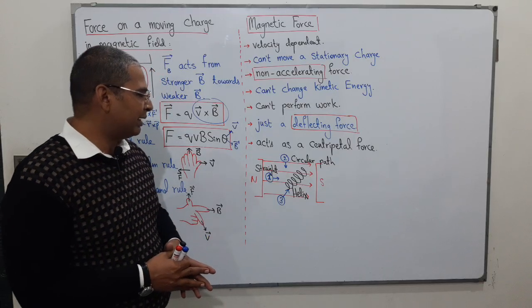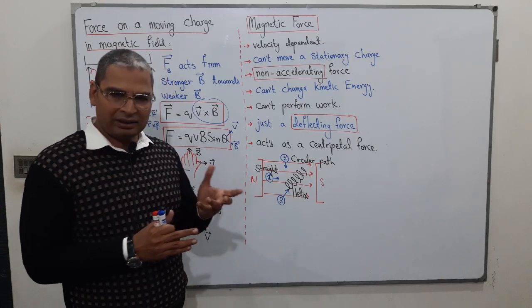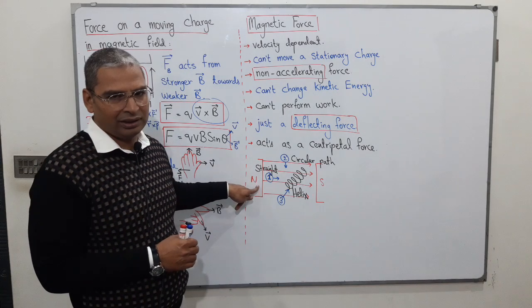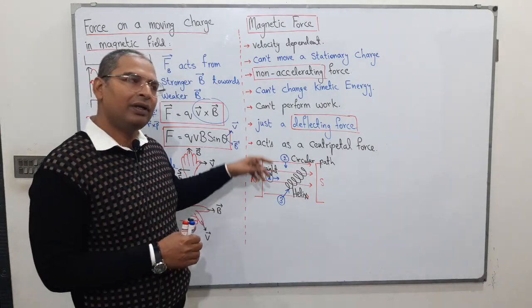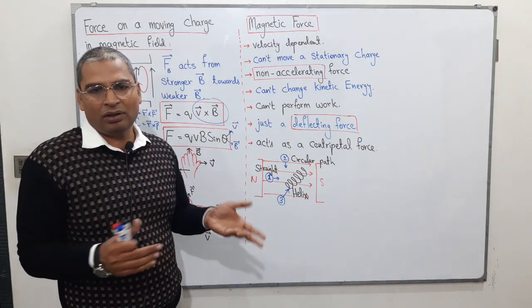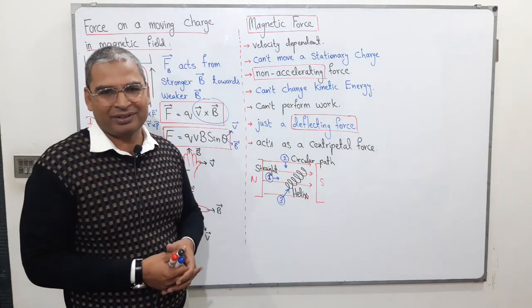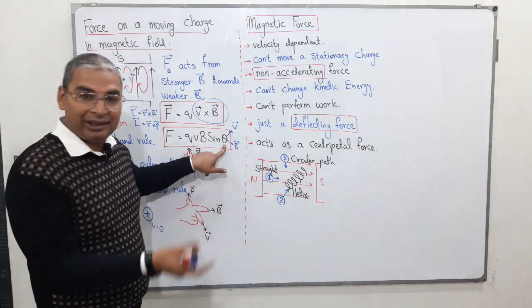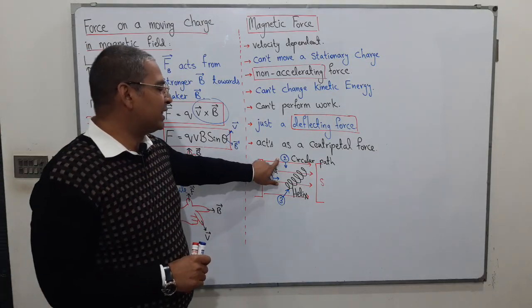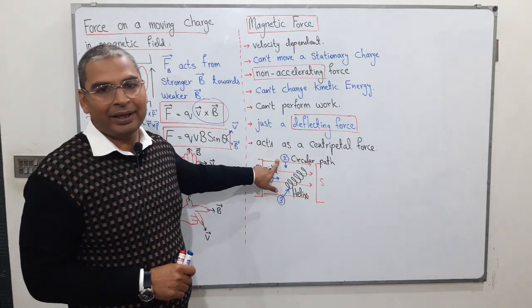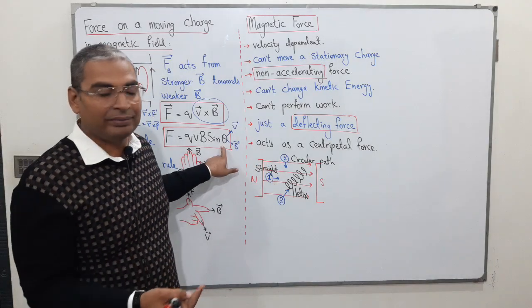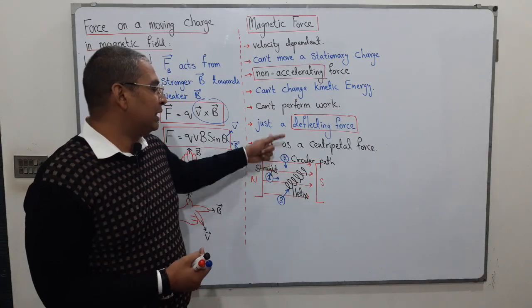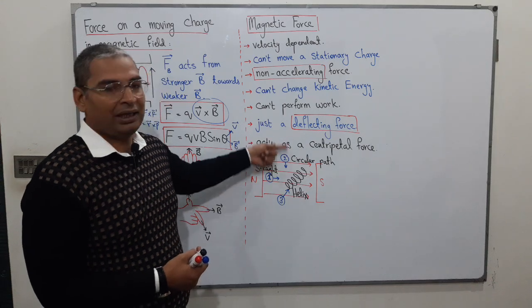Just see some examples of the path of motion. If a charged particle enters parallel or anti-parallel to the external magnetic field, it will move along a straight line because it will not experience any force. Because sine 0 is 0, or sine 180 is 0. If it enters perpendicular to the external magnetic field, sine 90 gives 1, meaning maximum. Hence, it will face a maximum magnetic force, and this charge will start revolving in a circular path.